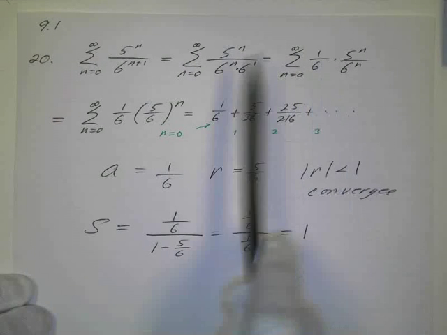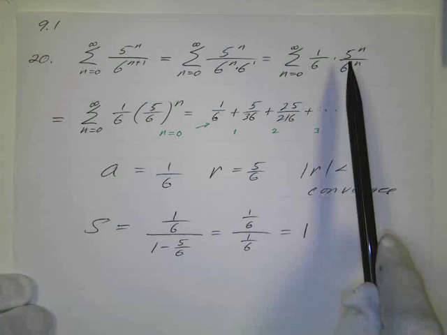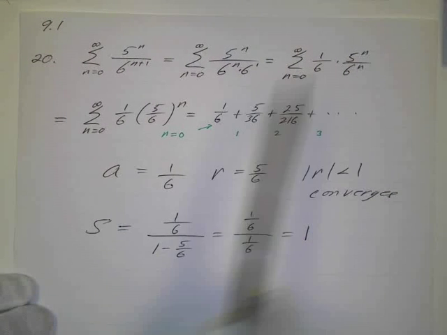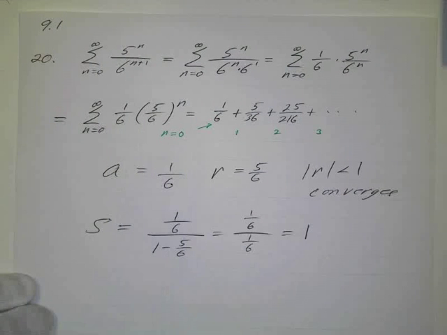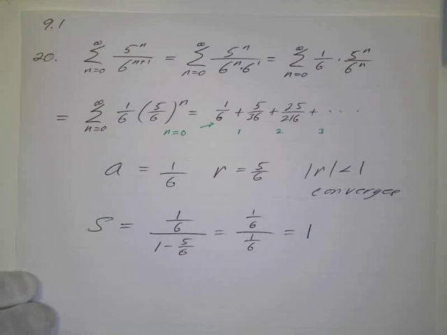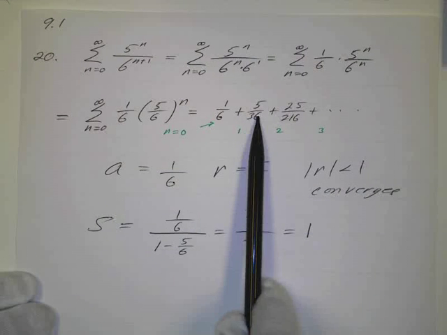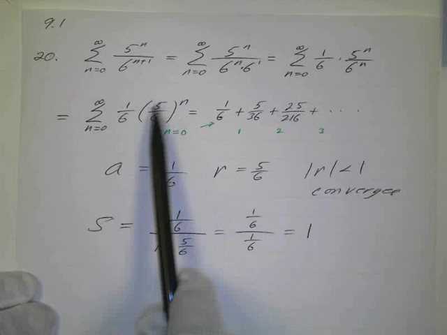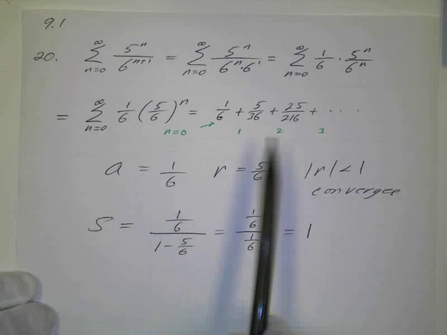Then I could rewrite this, and I could put this 1/6 in front. And now I've got my 5 to the n over 6 to the n. Maybe it's hard to see what the ratio is, but I can combine those under parentheses. Now I can see I've got a common ratio of 5/6. I just keep multiplying by powers of 5/6. I wrote a few terms out, and I had 1 over 6. If I multiply that by 5/6, I get this. So this would be n equals 0. When n is 0, anything to the 0 power is 1. So 1 times 1/6 is 1/6.